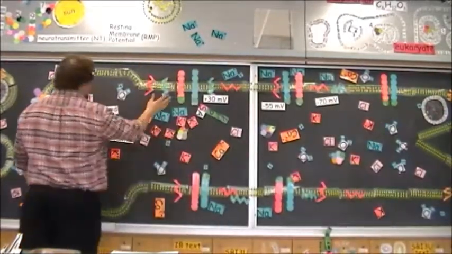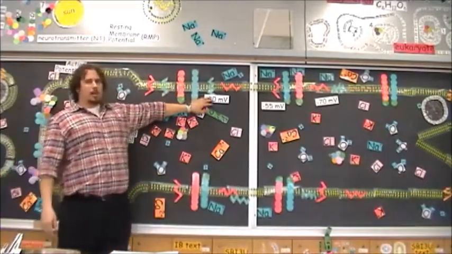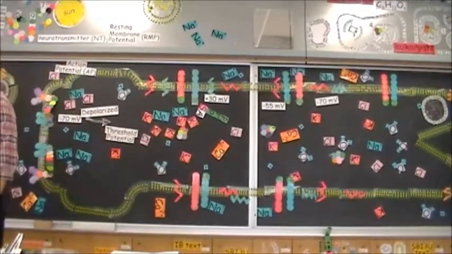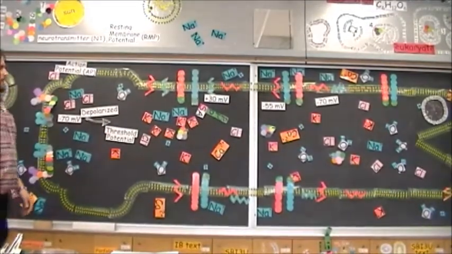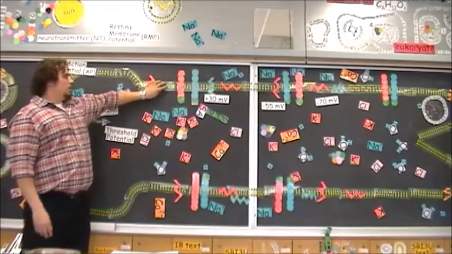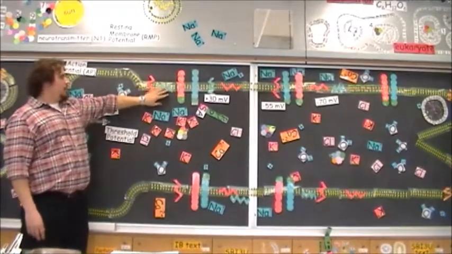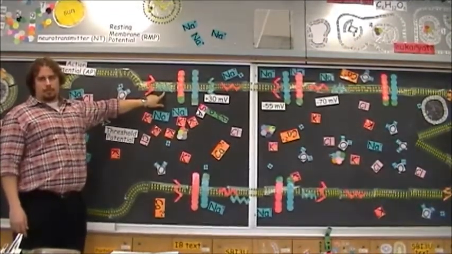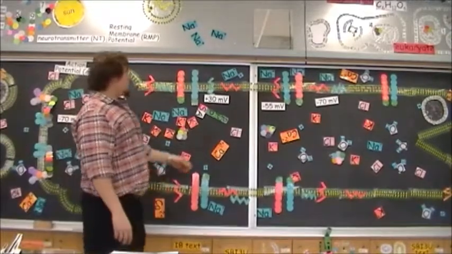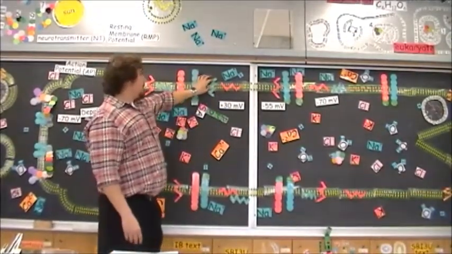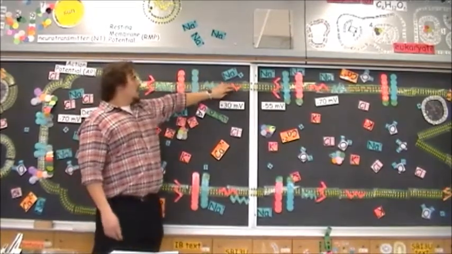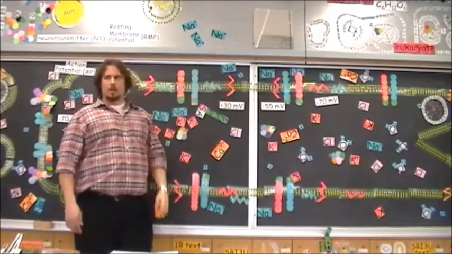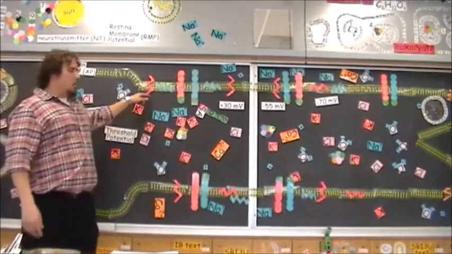So now, once you get to positive 30 millivolts, that is the highest voltage that the membrane will see. Once you get to positive 30, your voltage-dependent channels close for sodium. And what happens? So we get to plus 30, voltage-dependent sodium channels close. All of the voltage-dependent potassium channels open up.